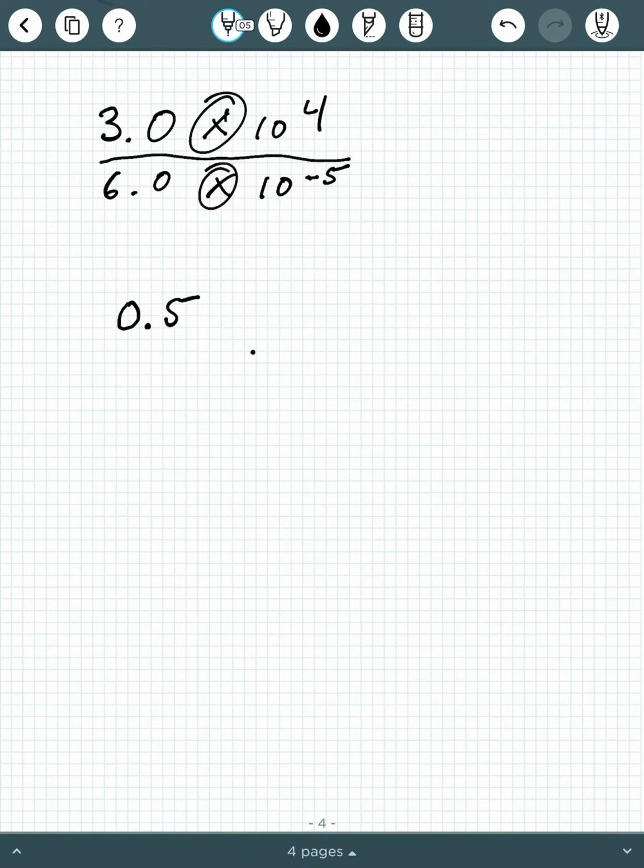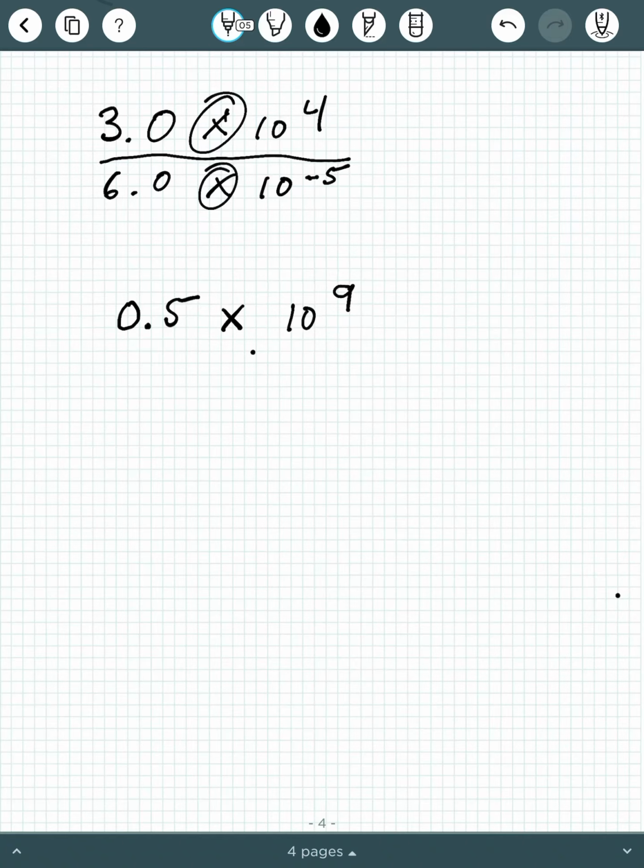And that's just because with scientific notation, I don't really want anything in the bottom of my fraction or in the denominator. So 3 divided by 6 is 1/2 or 0.5. And then 10 to the 4th divided by 10 to the negative 5th, we subtract our exponents. So 4 minus negative 5, that's like 4 plus 5. So we'll get 10 to the 9th there.